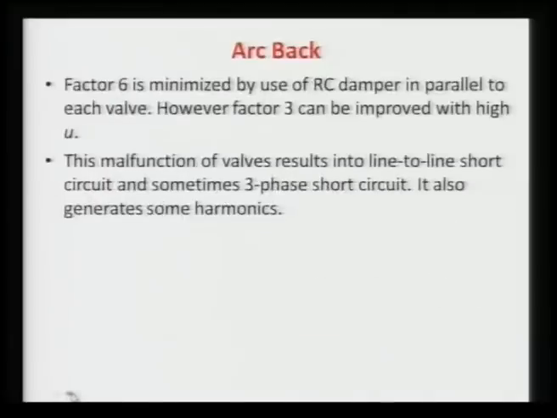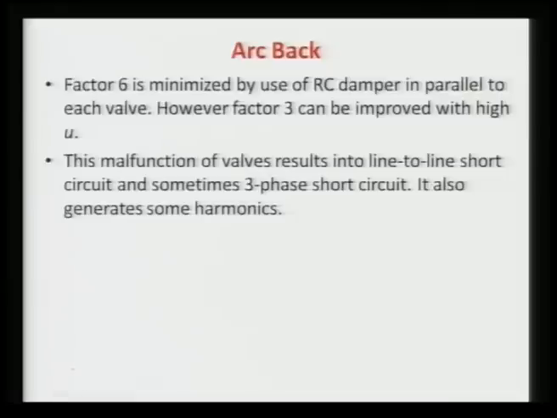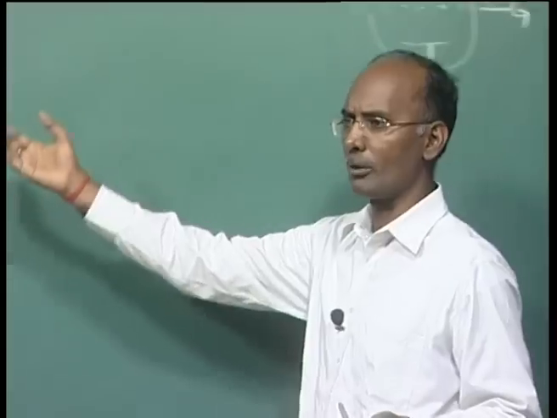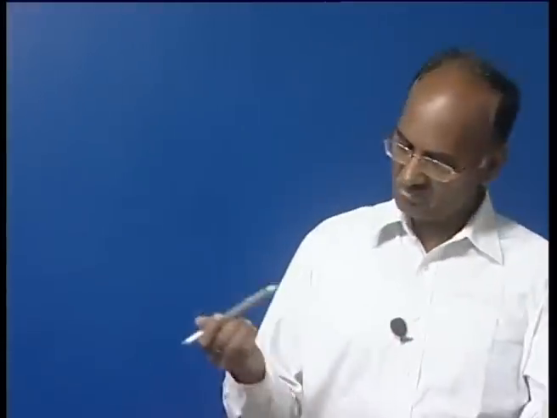The factor 6 here, that is the rate of rise of inverse voltage, can be minimized by using RC damper circuits in parallel to each valve. However, the factor 3 can be improved with a high U. As I said, if you are having more U, that rate of rise will be reduced. But increasing U means your voltage will be reduced. So, that is another problem.